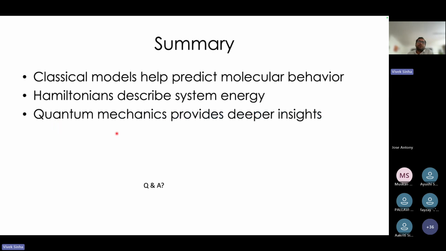Summary. To summarize so far, we have used classical models that help us predict molecular behavior. We have looked into Hamiltonians and what kinds of interactions entail the interatomic interactions in a system that describe the energy of the system. And we also know by now, though we have not touched on it, that quantum mechanics will provide deeper insights.